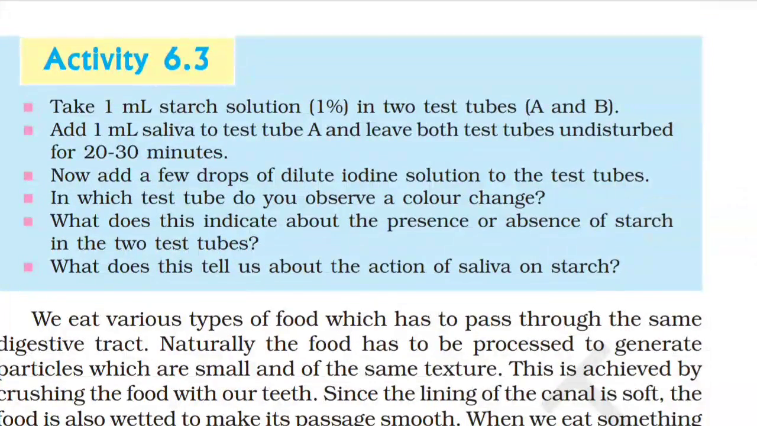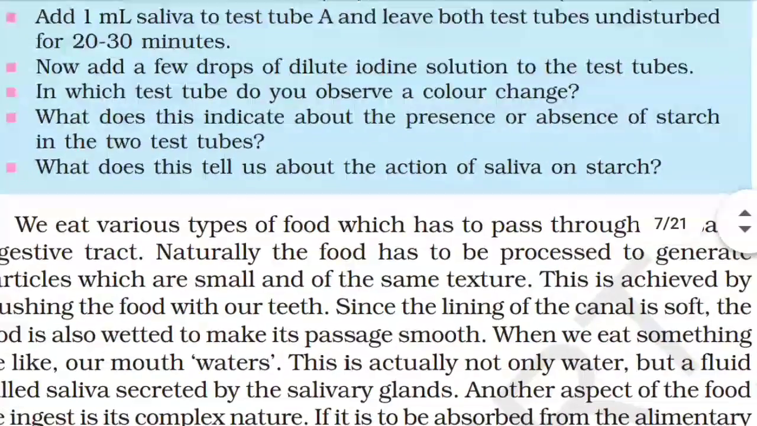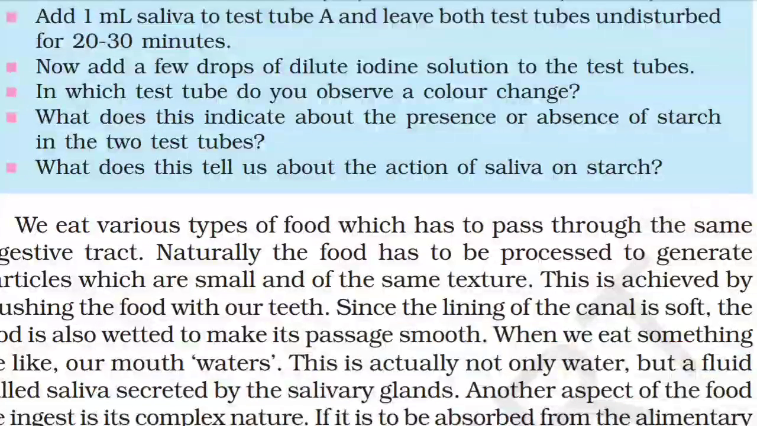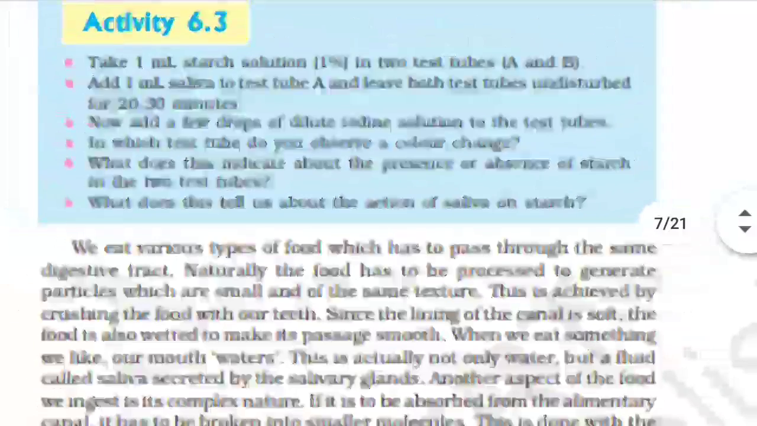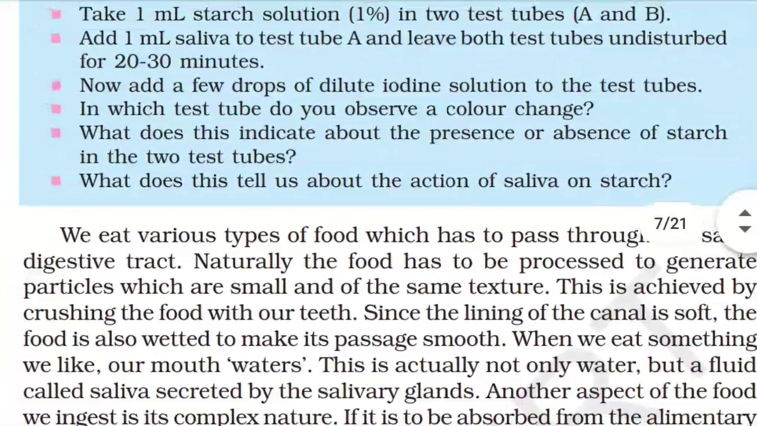Activity 6.3. Take 1 ml starch solution 1% in two test tubes A and B. Add 1 ml saliva to test tube A and leave both test tubes undisturbed for 20 to 30 minutes. Now add a few drops of dilute iodine solution to the test tubes. In which test tube do you observe a color change? What does this indicate about the presence or absence of starch in the two test tubes? What does this tell us about the action of saliva on starch?